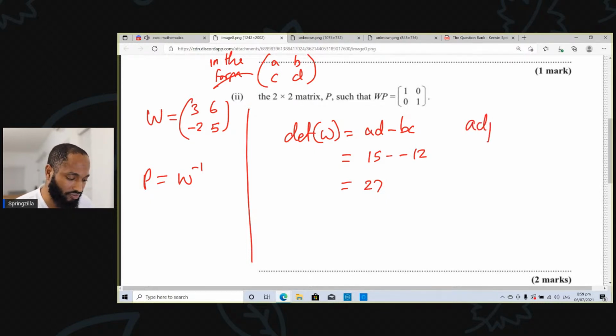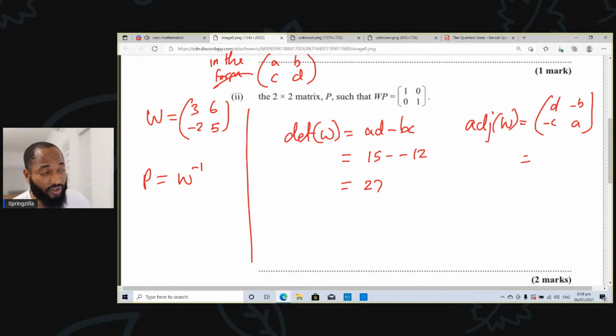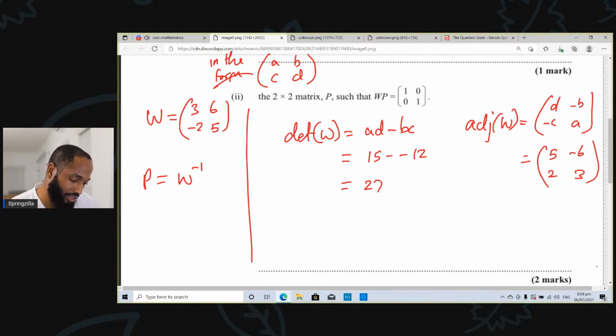The adjoint of W is going to be, you swap the D and the A, and you switch the sign of the B and the C. If this is new to you, you're in a sad state, but you could still pull it off. But you may need to come off this video and search matrices and go on those videos. So this will be 2, 3, swap the 3 and the -2 and switch the signs here. Therefore, the inverse of W is going to be 1 over 27 by 2, -5, 6, 3.